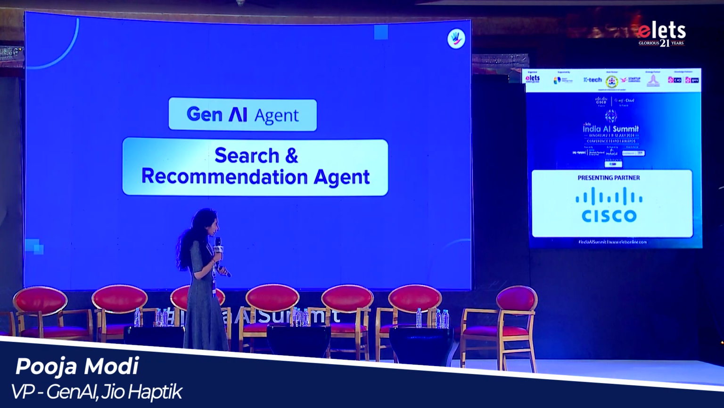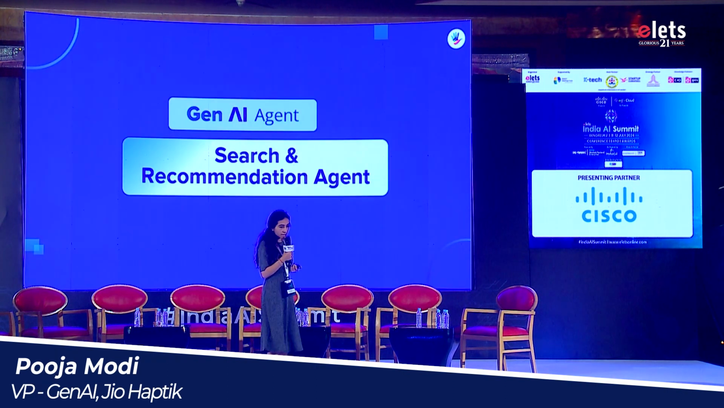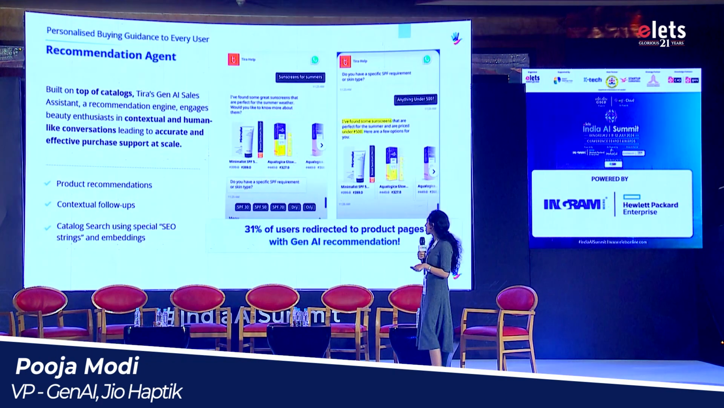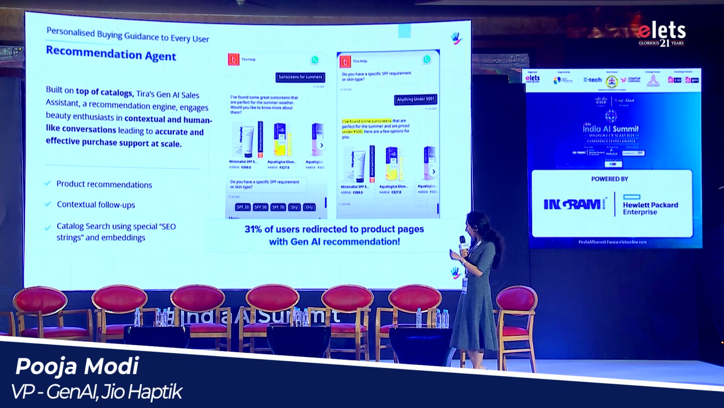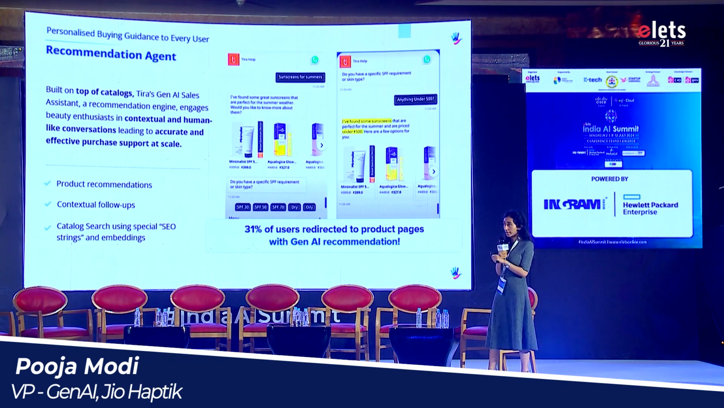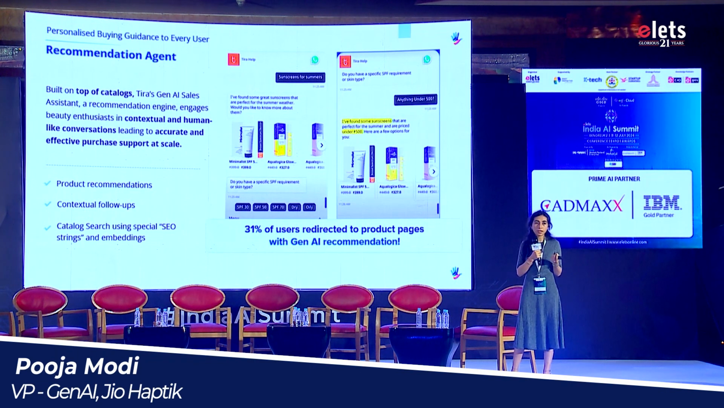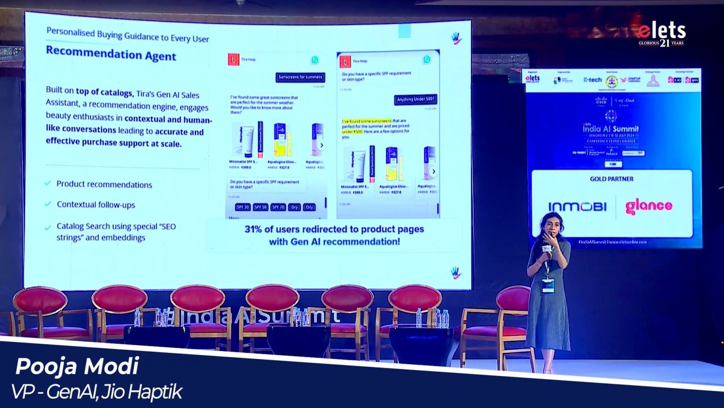The next product, and this is closer to home for us in terms of it being a chat first interface, is our search and recommendation agent. This is something that we actually built for Tira and it is live in production. It's essentially a solution that trains on top of a bunch of data sets. One is of course your catalog, which is your proprietary data. The second, it actually trains on domain knowledge, which is in this case beauty.